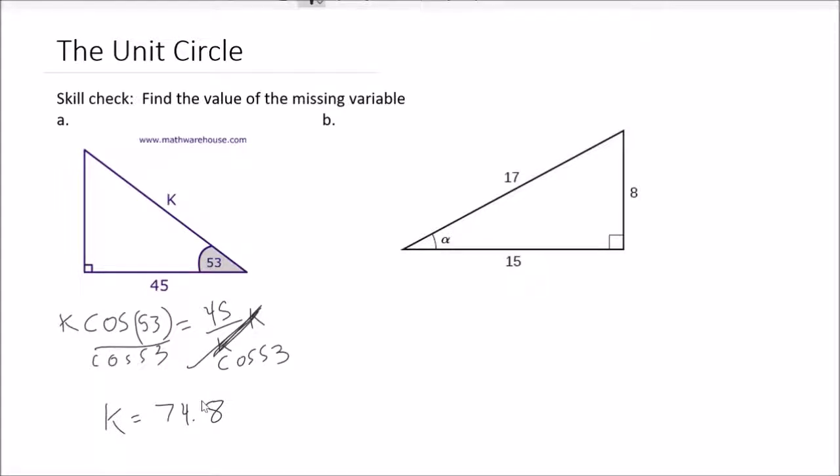Okay, the one on the right's a little different. In fact, we have lots of options. Since this is a Pythagorean triple, where we have three whole numbers that make this right triangle, we can actually use whatever we want. I'm going to use tangent on this one. I don't know why, I just picked it.